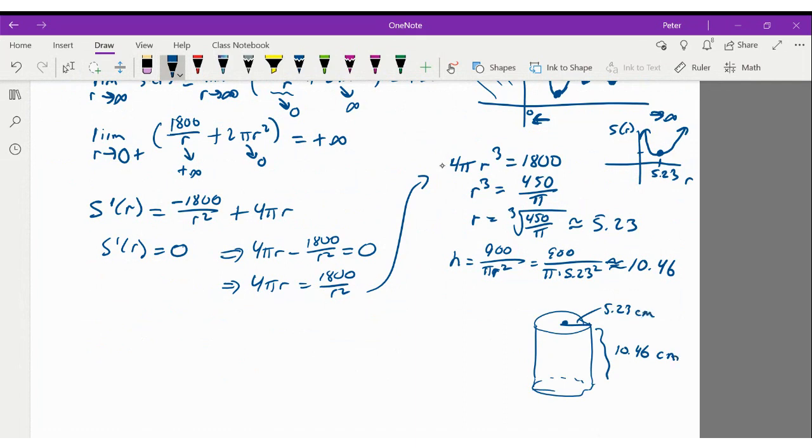It has these dimensions. So there we go. Kind of unusual numbers, but that's just sort of how it works out. There's the dimensions of the can that has the smallest possible surface area.